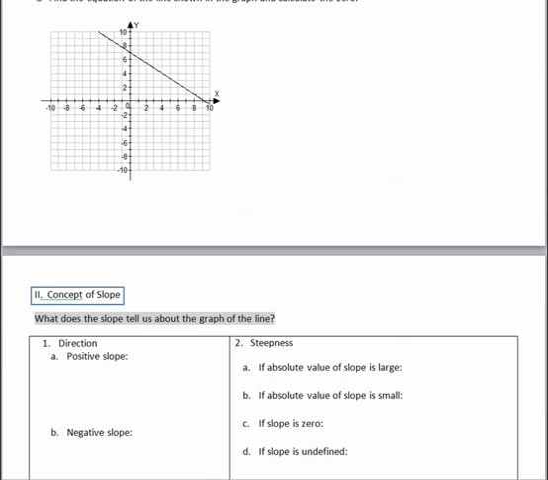In our next example, we're going to kind of reverse things here. I've been giving you information or equations and asking you for graphs. In this example, I'm giving you a graph and asking you to find the equation, as well as calculate the 0.